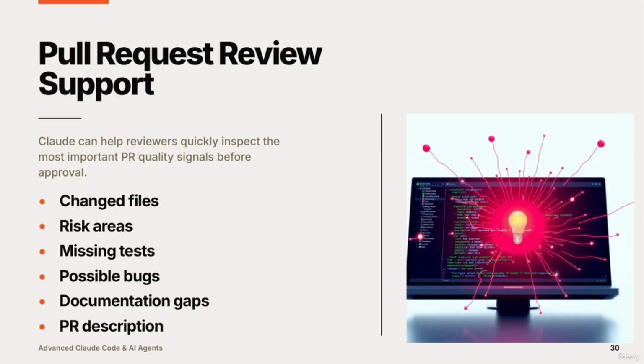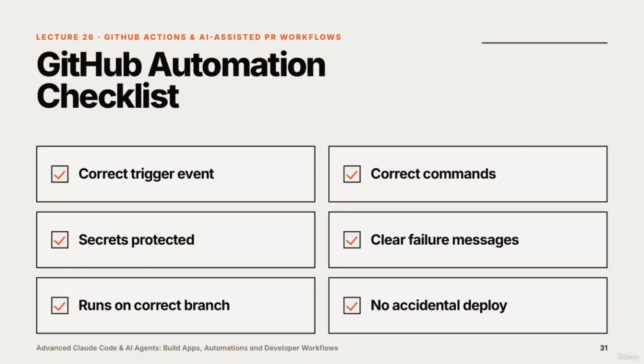It can also detect possible bugs, helping catch issues early before they make it into your main branch. Documentation gaps are another key area Claude reviews, ensuring that any new code is properly documented to maintain codebase clarity. Lastly, Claude provides a summary of the pull request description itself, making sure all critical details are captured and easy to understand. By combining advanced Claude Code and AI agents, this tool streamlines the review process and boosts confidence in your code quality. Let's focus on the GitHub automation checklist, which is essential for creating effective and secure workflows.